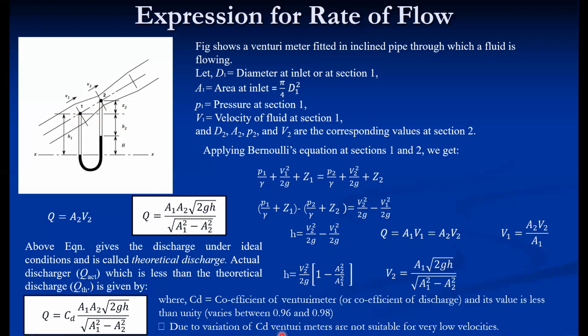And due to variation of CD, venturimeters are not suitable for very low velocities, because this CD value also varies with the flow rate. So it is generally suitable for medium and high velocity. So this is the expression of Q that is called Q actual. The actual discharge is calculated by using this expression.